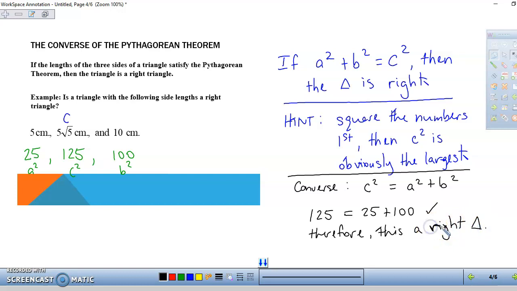For some reason my pen is not acting correctly. So as long as those work in the Pythagorean equation, you have proven that the triangle is a right triangle.